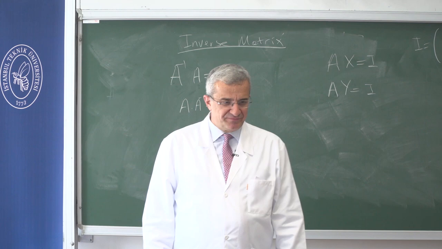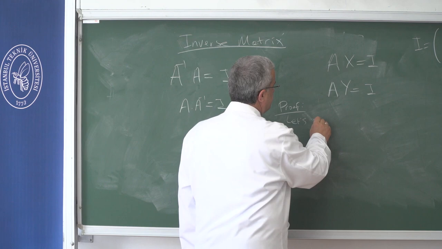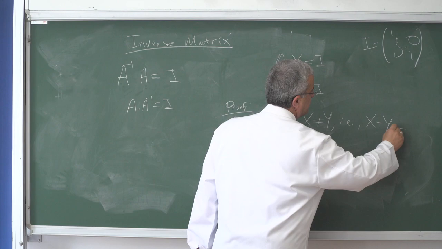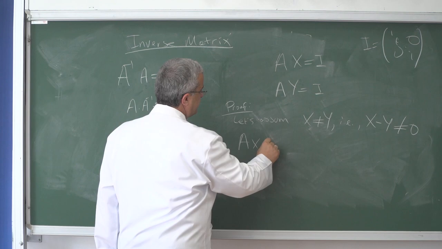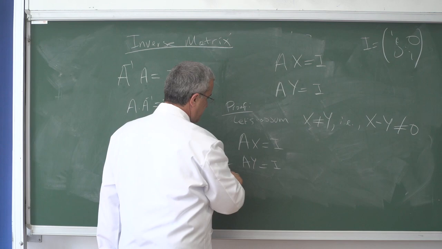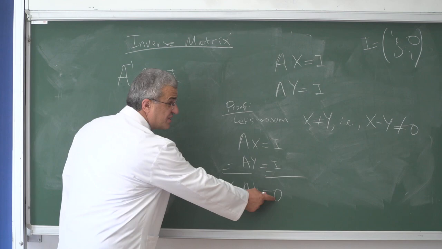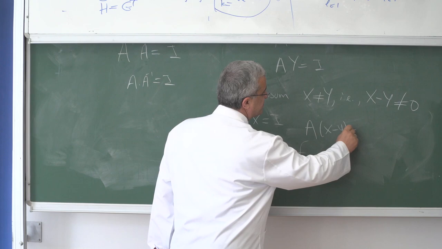Okay. We say that, let's assume, proof. Let's assume X is different from Y. Meaning, X minus Y is different from zero, right? With this assumption, now I will subtract AX, AY, side by side. Let me subtract them. What do I have? AX minus AY is equal to I minus I, which is zero. Of course, this is the zero matrix, right? It's not the zero scalar, right? So if I take this, A times (X minus Y) is equal to zero.